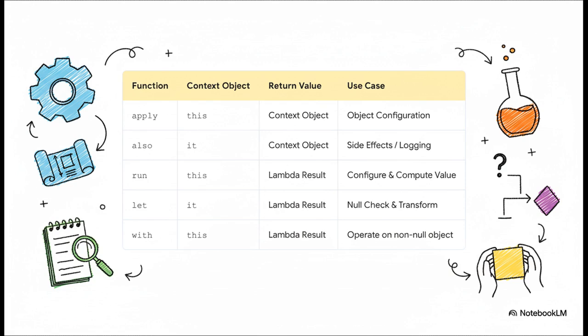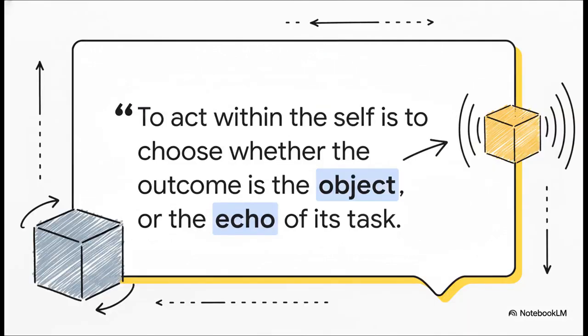So if you want to configure an object and get it back, you use apply. If you need to safely transform something that might be null and get a new value back, you use let. It really is that simple. Because in the end, that's the profound choice these functions give us. To act within the context of an object is to choose whether the outcome is the object itself or simply the echo of its task.